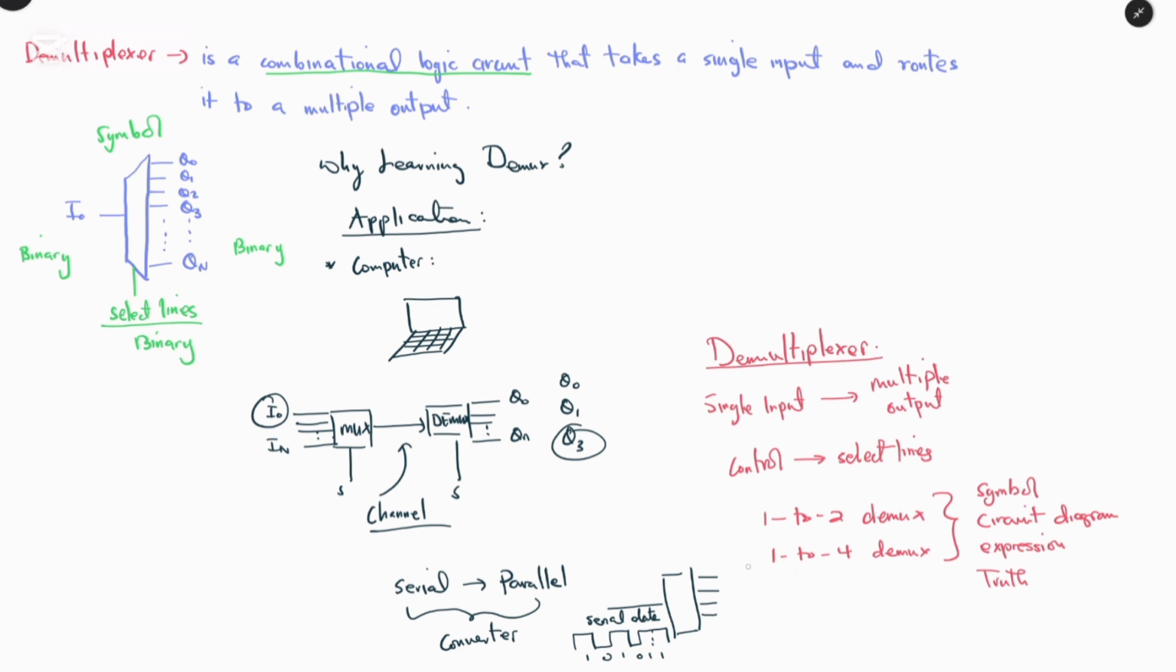And then when we have multiple outputs, it can be represented as 101011. Those data are represented in parallel. So a demultiplexer is a system where we have serial data which can produce parallel output. With this understanding, we are now going to look at the 1 to 2 demultiplexer in terms of the symbol, circuit diagram, expression, and the truth table.